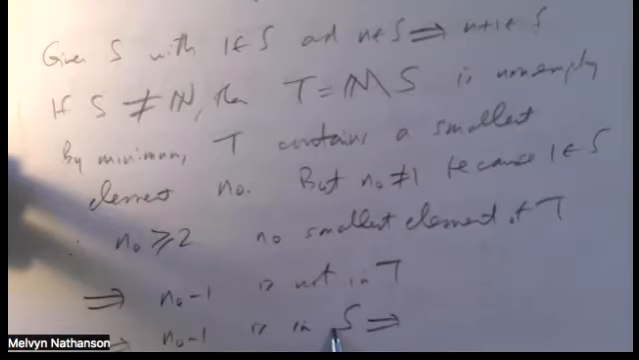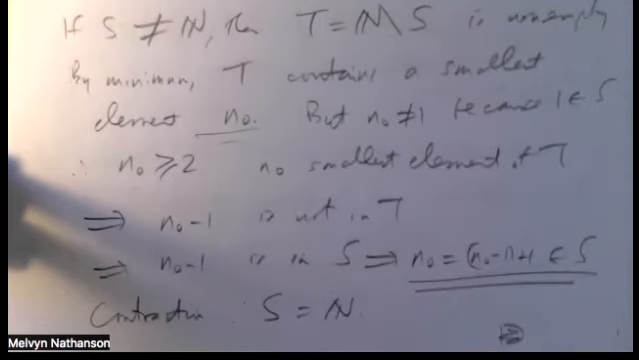But for every number in S, its successor is in S. You take n naught minus 1 plus 1, that's n naught, that is in S. And this is a contradiction, because you cannot have n naught in S and n naught in T. So therefore, S has to be all the integers. Right? So this is a proof that the minimum principle implies the principle of mathematical induction.